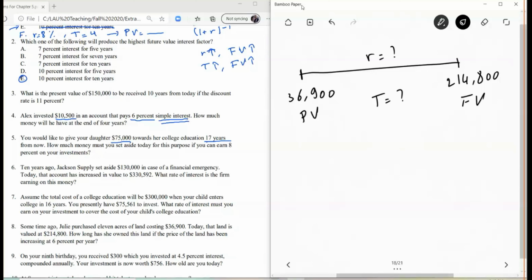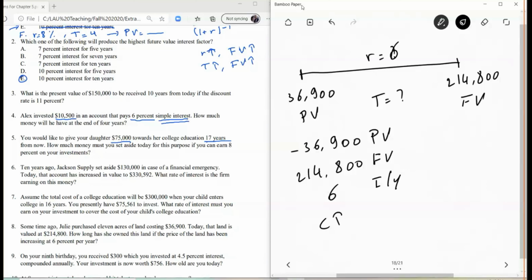In this case, minus 36,900 is PV, 214,800 is FV. R here is 6%, 6 is IY. Compute N. N in this case is equal to 30.23 years. So Julie did buy this land 30.23 years ago.